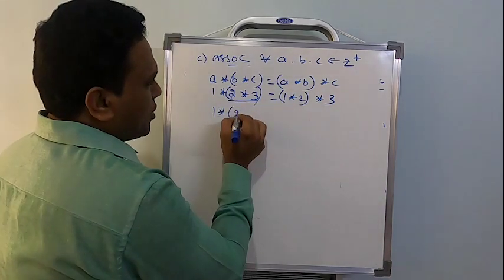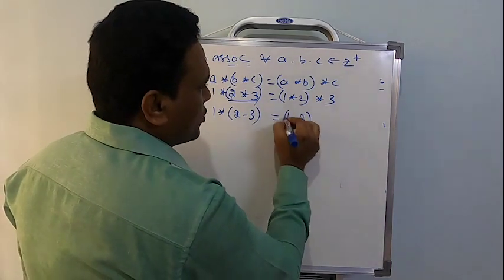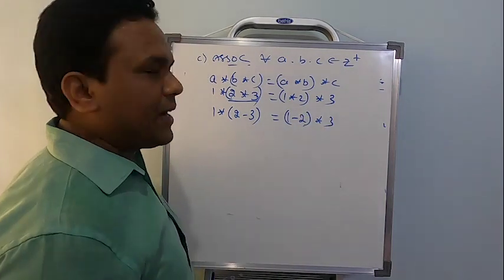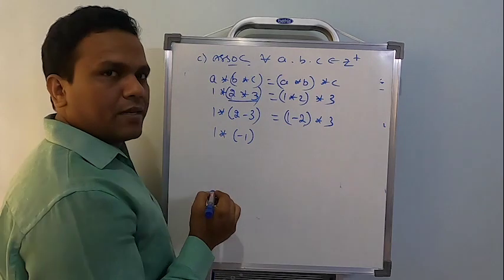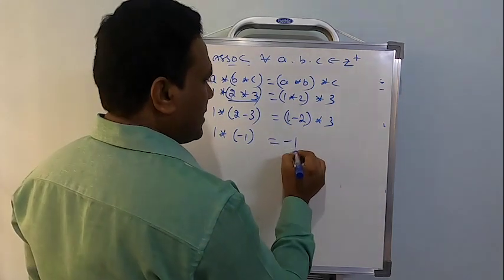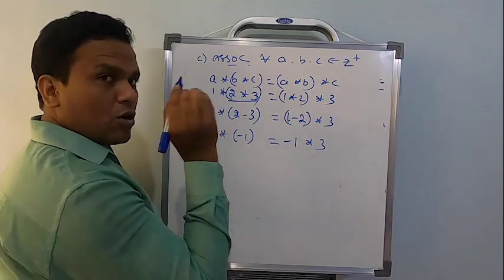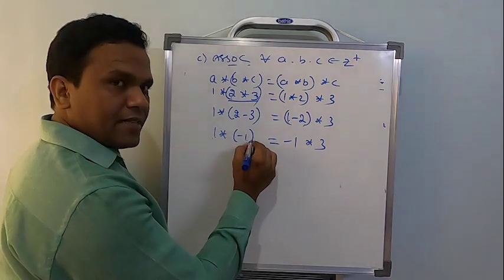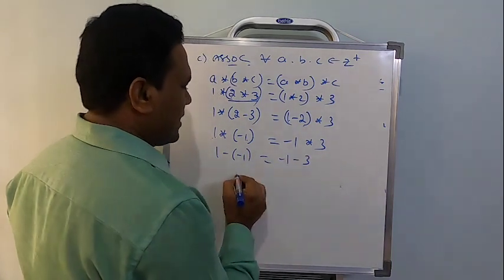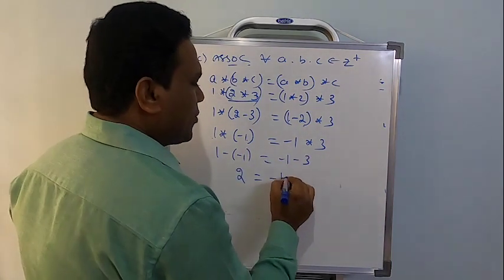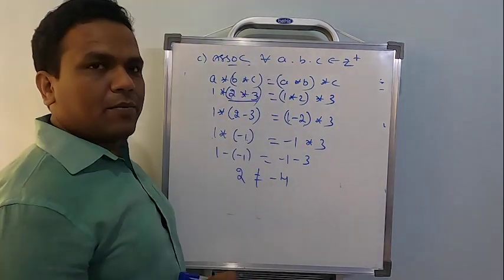So 2 star 3, according to the given definition, is 2 minus 3, and here it is 1 minus (2 star 3). Right, okay. So 1 star 2 is 1 minus 2, which is minus 1, and here it is minus 1 star 3. Fine, okay. So 1 star minus 1, according to the definition A star B is written as A minus B, is 1 minus of minus 1, which is 2, and minus 1 minus 3, here you will get minus 4. They are not equal. This I explained with an example.